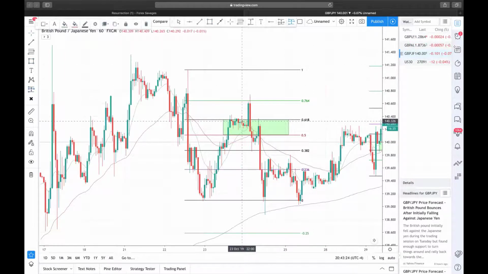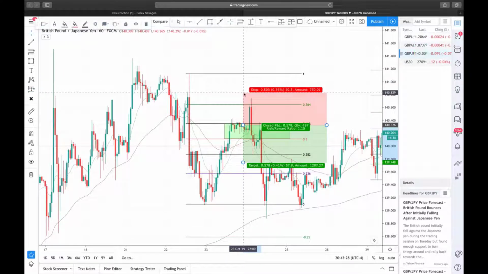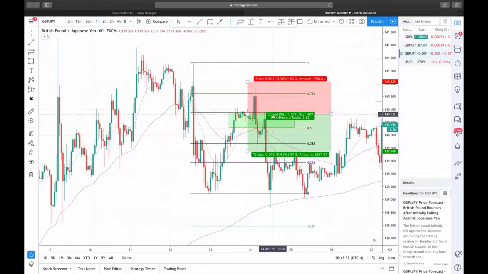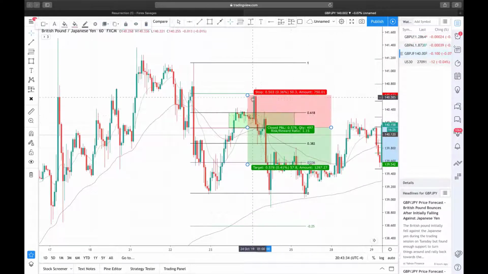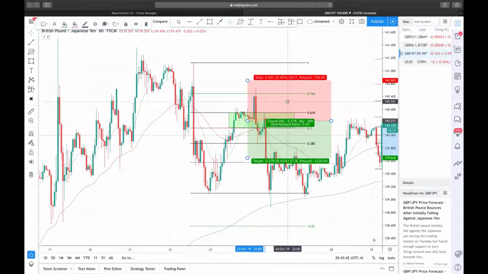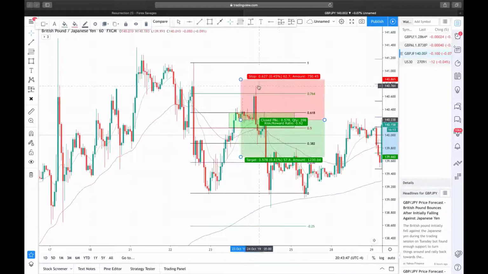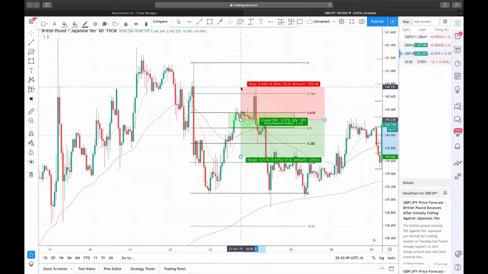I did sell up here though. That looks kind of scary, but I did sell up here. If you guys would have sold here, you would have been stopped out at 60 pips. But fortunately, it's all about the entries, and my entry was over here. So look at that. Barely made it.